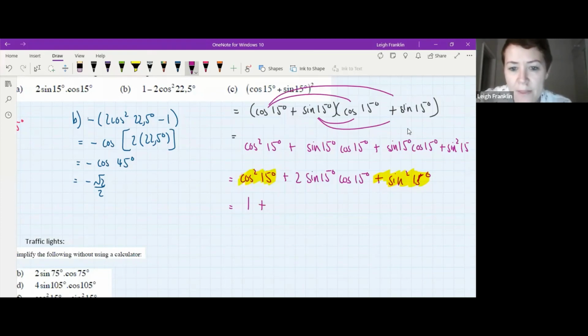And then this 2 sine 15 cos 15, we saw from A, was equal to the sine of 30. So this is 1 plus a half. So the final answer would be 1.5, or you could write it as 3/2.